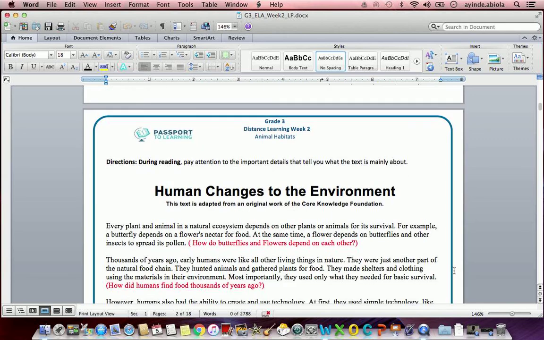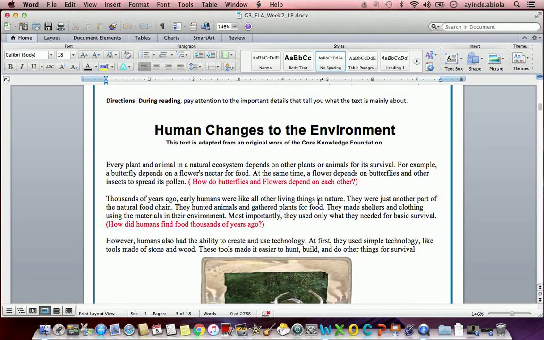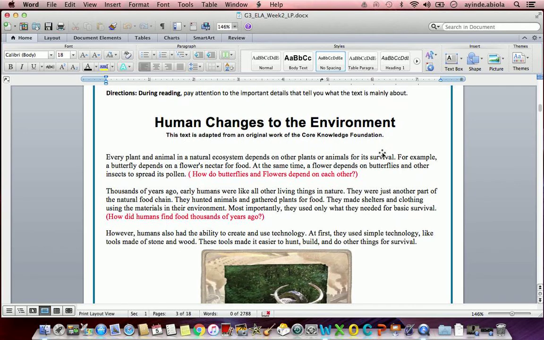Okay, I'm going to move on. This text is called Human Changes to the Environment. All right, this text has been adapted from the original work of the Core Knowledge Foundation.